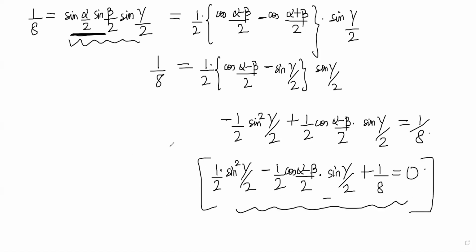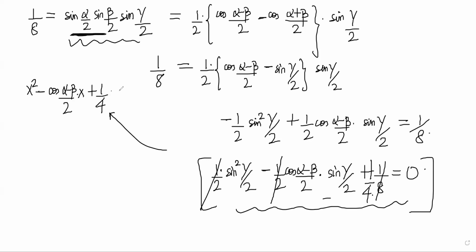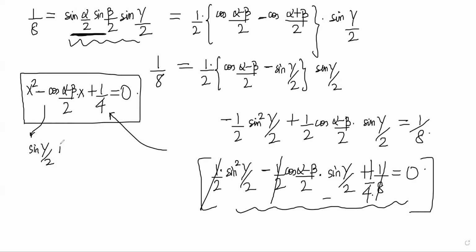Now it is obvious from this equation that if I write a quadratic equation like this, okay, first we'll multiply by 2 on both sides here. So we'll remove this half here, and make it 1 by 4, right? So the equation that I'm talking about is x squared minus cos of (alpha minus beta) by 2 into x plus 1 by 4 equals 0. And it is obvious that in this quadratic, sine gamma by 2 is a root.